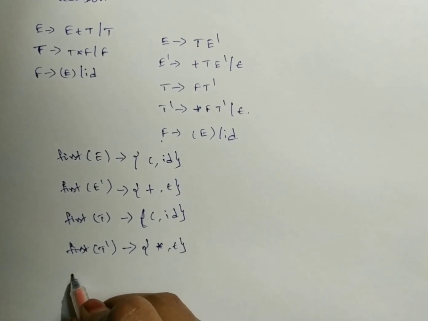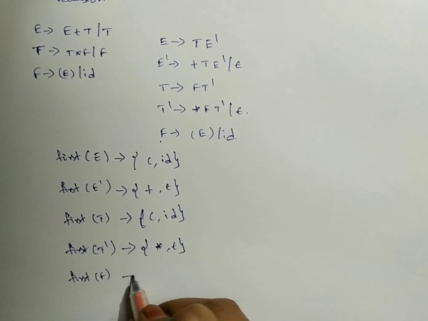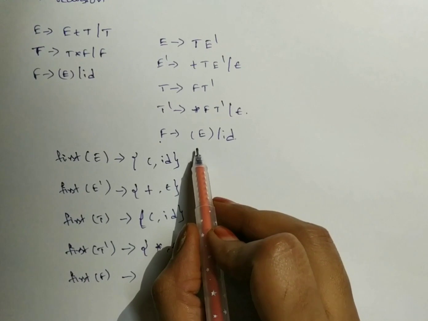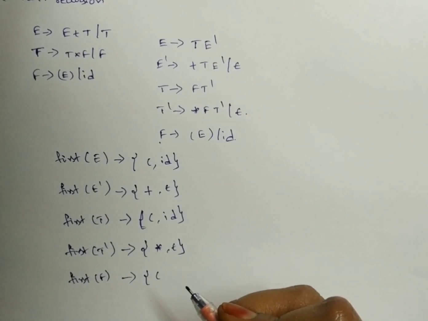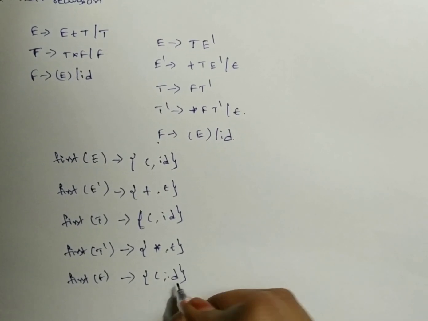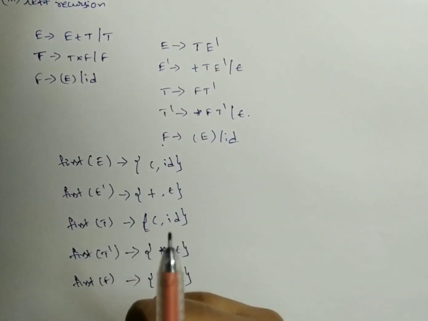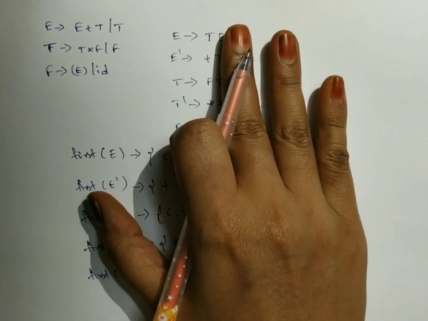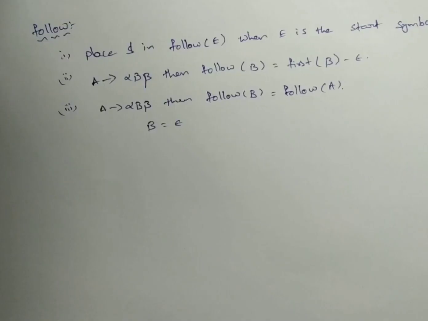Now first of F. F derives open bracket, so I am considering it directly as it is a terminal value, and it also derives ID, I am considering it also. This is how the first will be considered for this given grammar. In the first we need to consider only the terminal values.